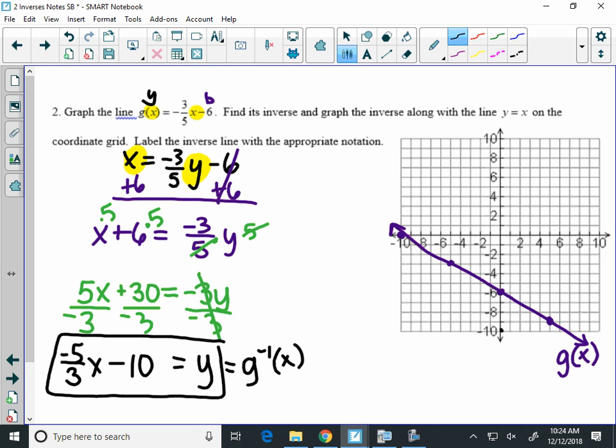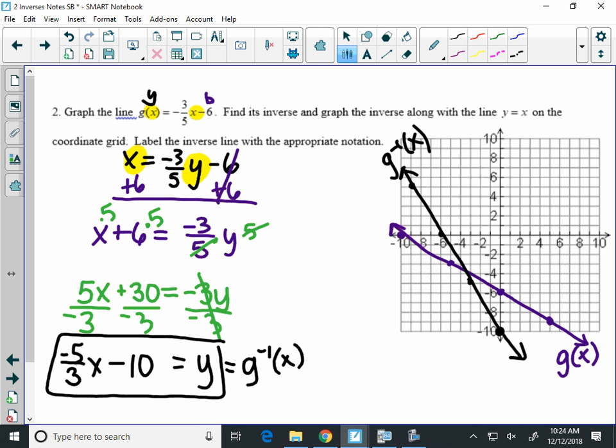Our y-intercept here is at negative 10, and our slope is negative 5 over 3. Now I don't really have room to go down and to the right here, so I'm going to go up 5, left 3. I'm going to work backwards this time. So up 5, left 3. So this line, when I connect it, looks like this. That is g inverse of x.